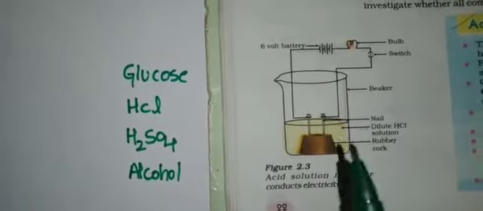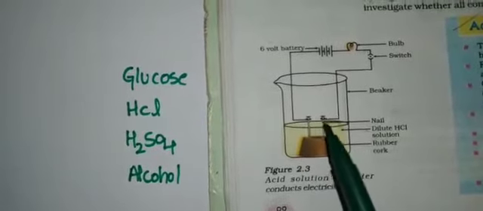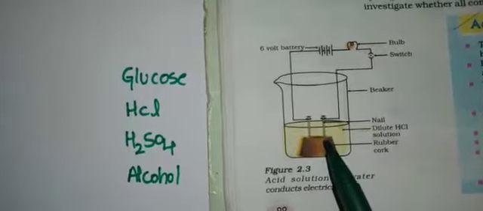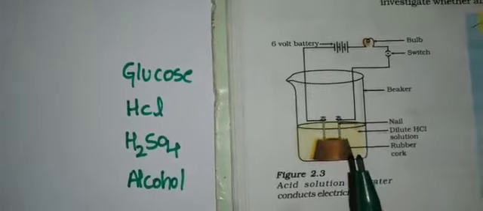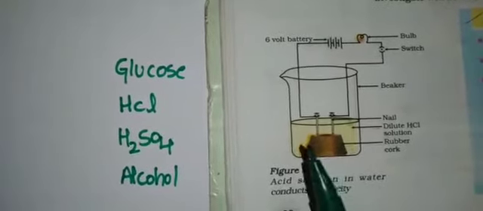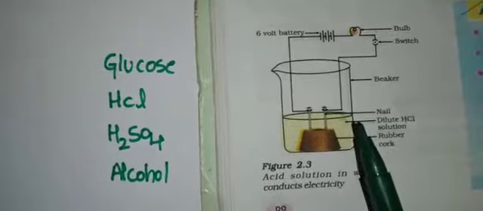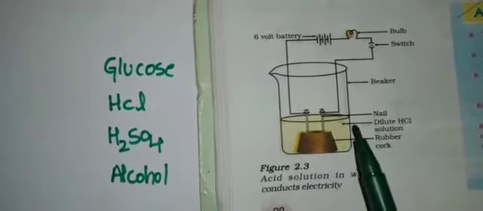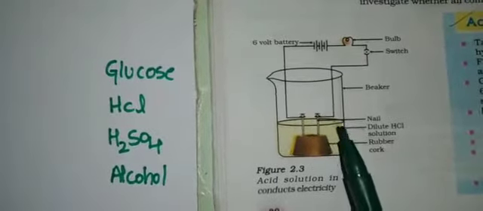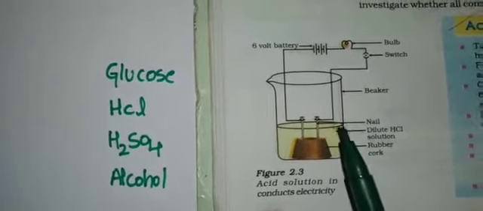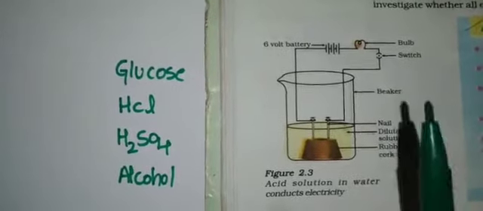We have to fix two nails into the cork. It is a rubber cork. We have to fix two nails onto this rubber cork tightly. Then we have to place it in the solution. Whatever solution we are testing, for example, if you want to test hydrochloric acid, we have to take dilute hydrochloric acid. If you want to test glucose, we take a glucose solution, or alcohol or sulfuric acid. Like this we have to take.